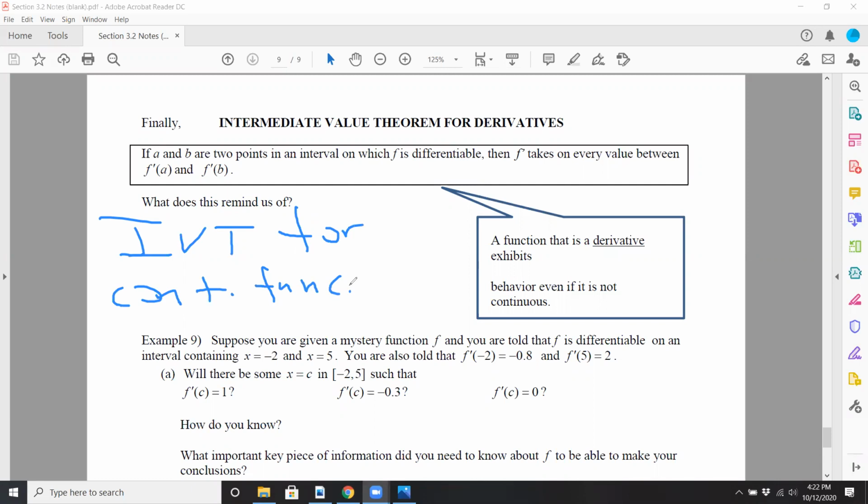And remember, a function that is a derivative will exhibit IVT behavior even if the derivative itself is not continuous, just so you know. Like for example, we have seen, if you have absolute value, for example, right? So that's of course continuous.